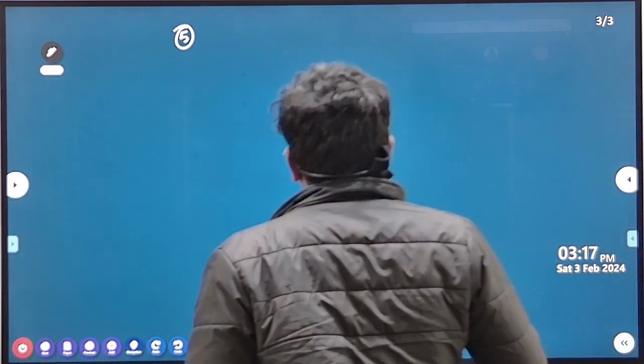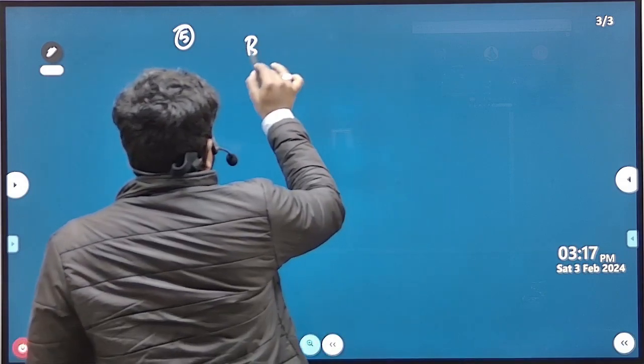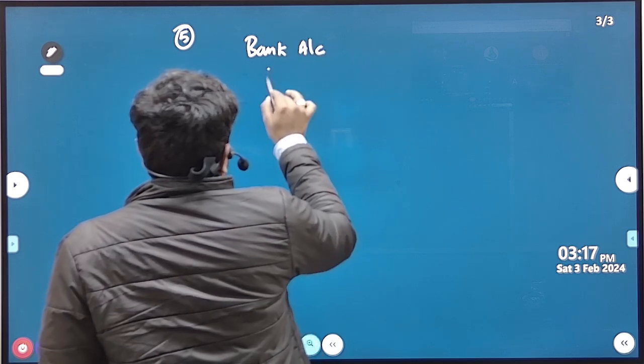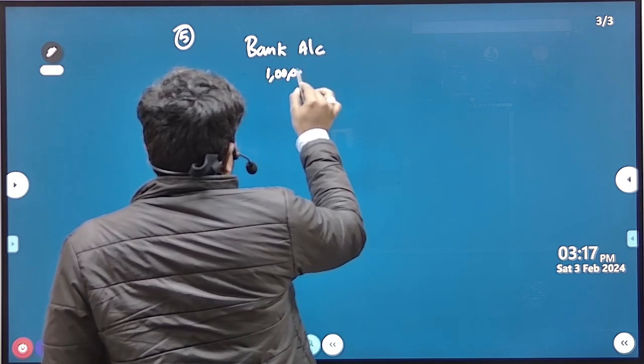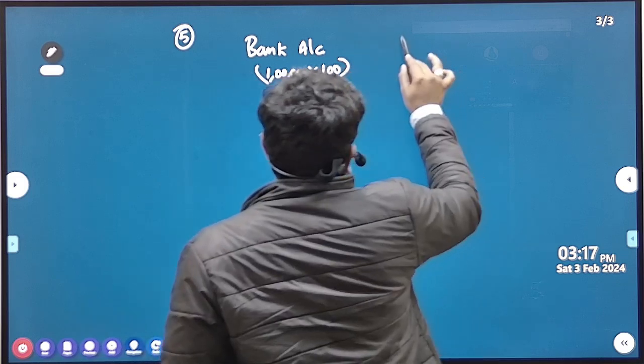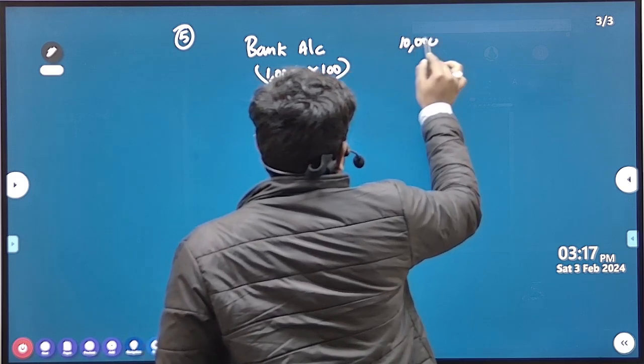Issued at par, redeemable at premium. Bank account debit. Issued at par, na? Par means 100 rupees. It comes to 10 lakhs. Here it is equal to 10,000.